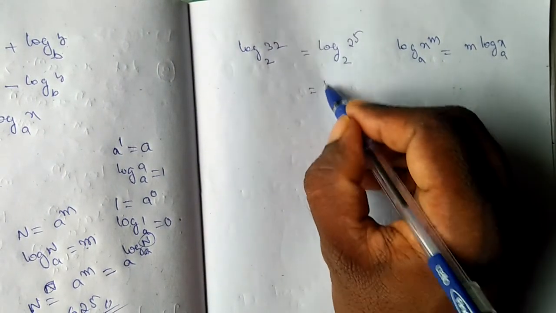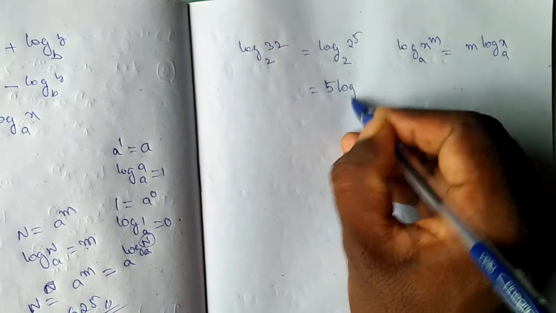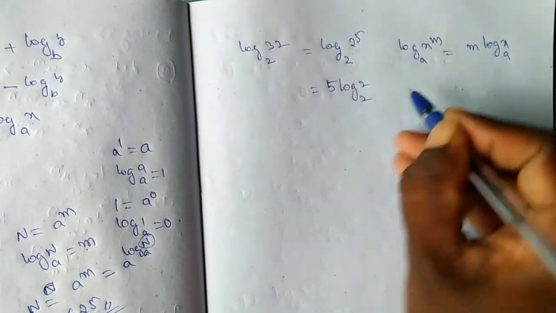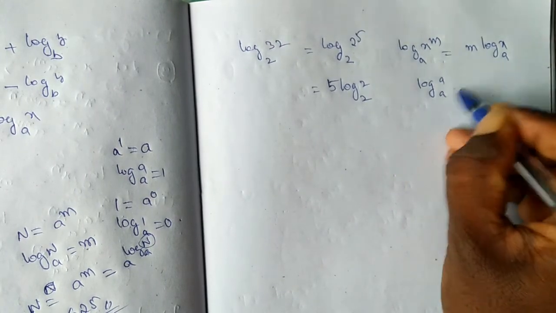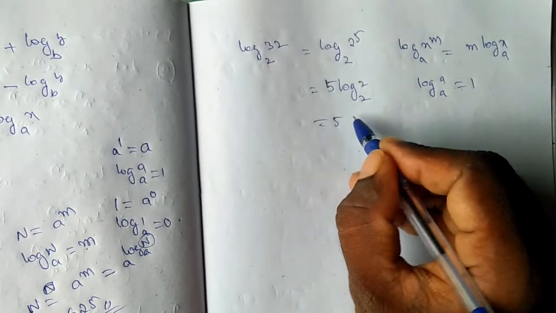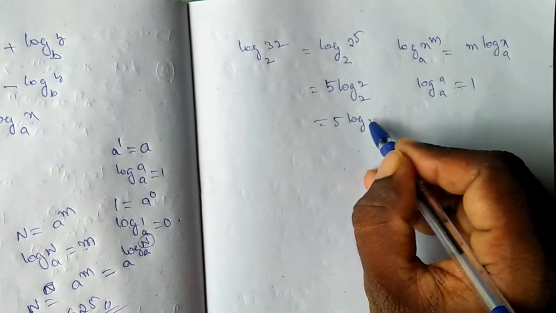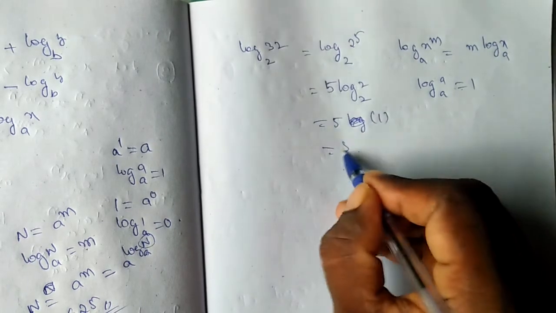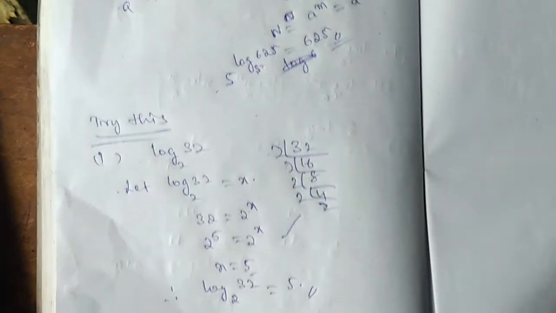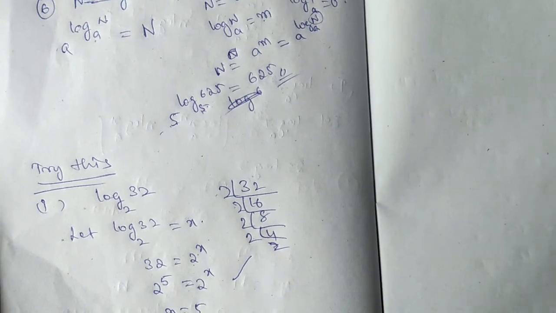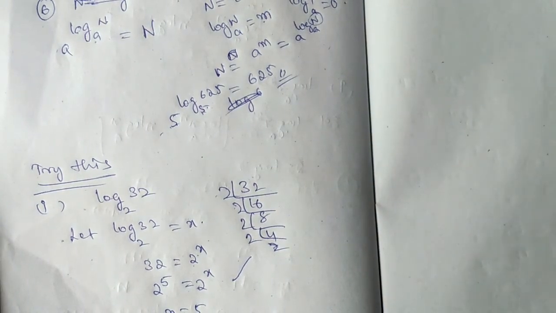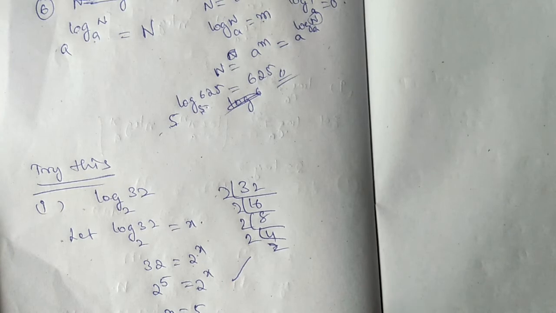So 5 log 2 base 2. One more formula also there: log a base a is equal to 1. So 5 into 1, that is equal to 5. So both ways we get the same answer. Whichever method is easy for you, you can follow it. No problem, but you have to write only one method in classwork.